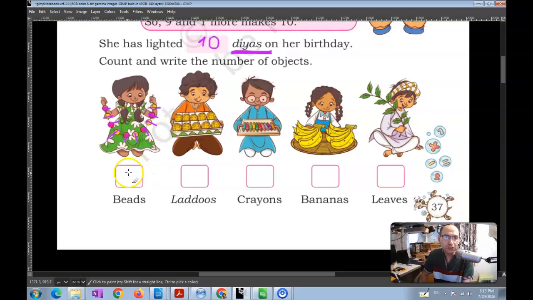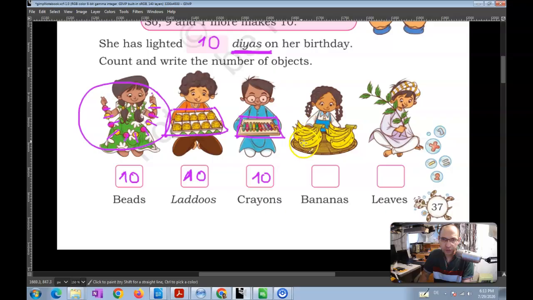For example, 10 beads over here, so 10 in one string. Or laddu. Laddu is a sweet in India. So we have 1, 2, 3, 4, 5, 1, 2, 3, 4, 5. We have 10 laddus over here, all in one box, right? This is all in one string, or 10 crayons over here, again all in one box. That's again the model for the number 10.